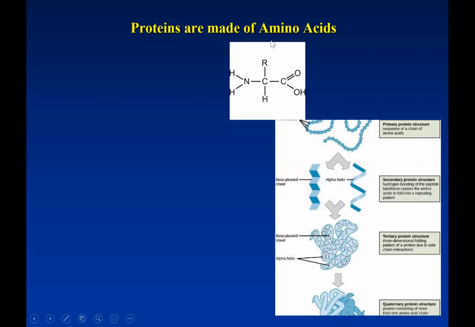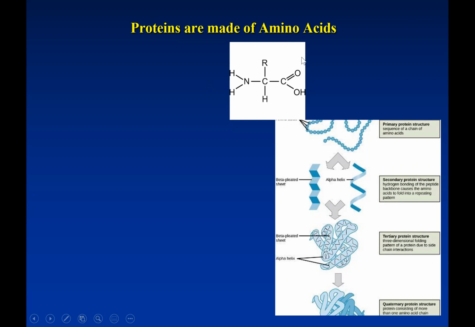Amino acids. So, proteins. Protein is a polymer made up of 20 different amino acids. This is the basic structure of an amino acid. It will have a central carbon, an amino group, NH2 group, a carboxyl group, COOH group, and a hydrogen. And then this R is the part where it can vary.